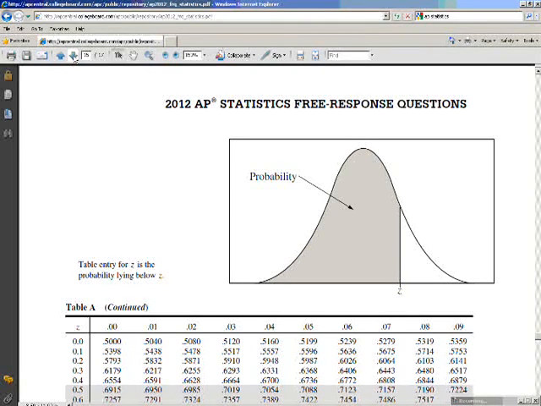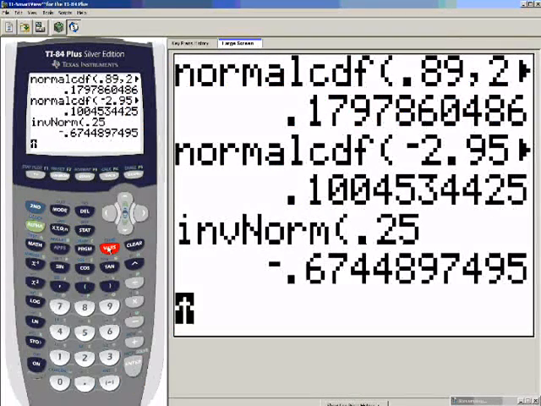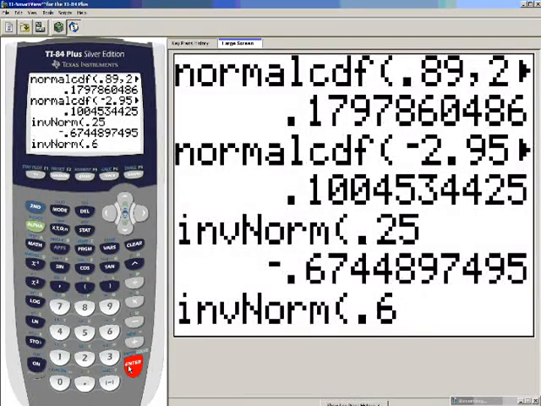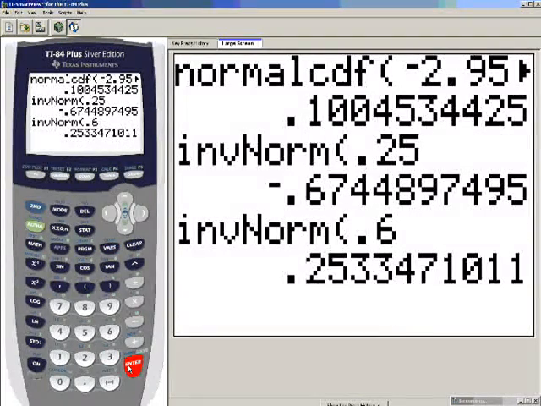We're looking for an area of 0.6. We can see the closest one to that is right here, which is 0.25. On the calculator, we would simply go inverse norm. So in your distribution menu, inverse norm of 0.6, hit enter, and we get 0.25 there as well.